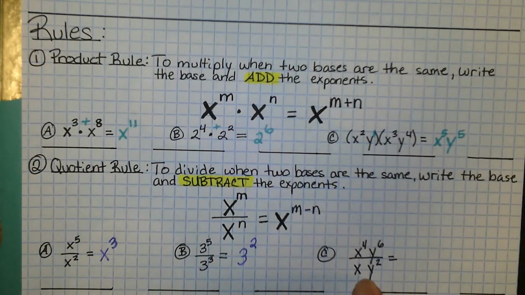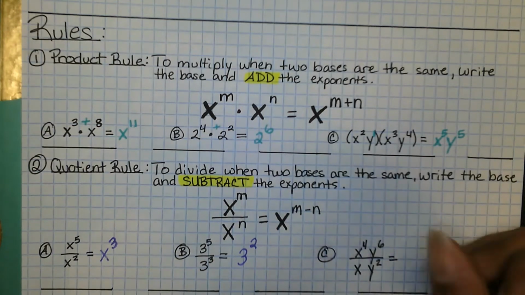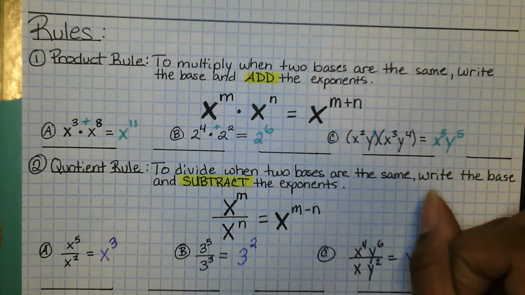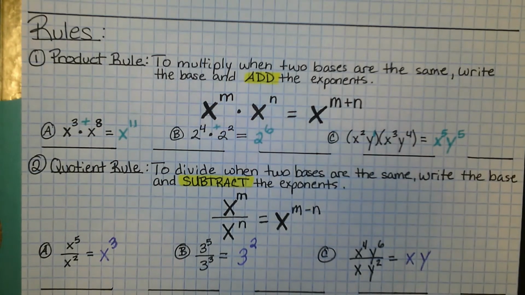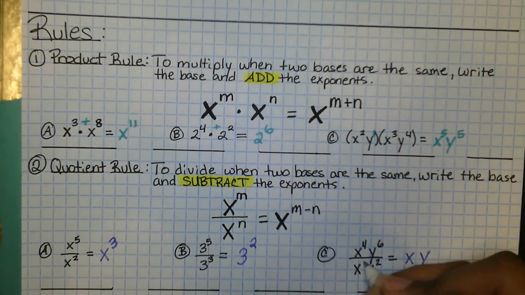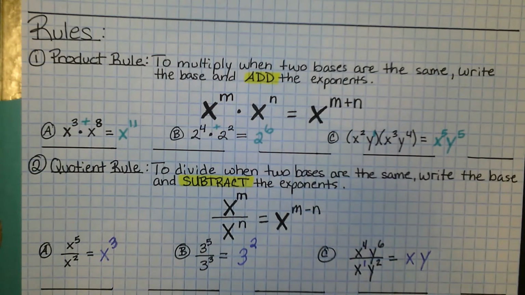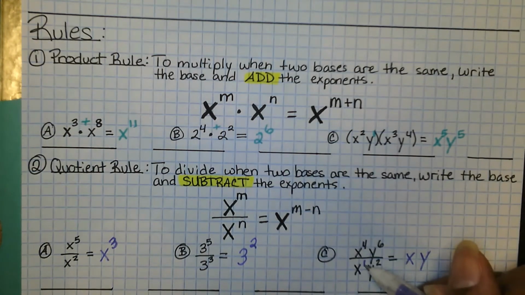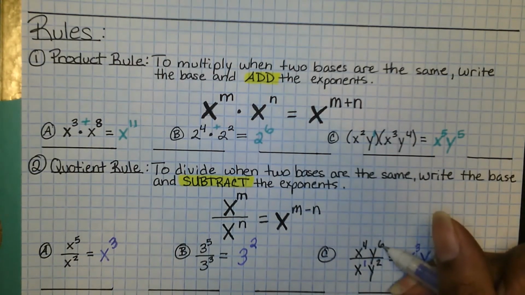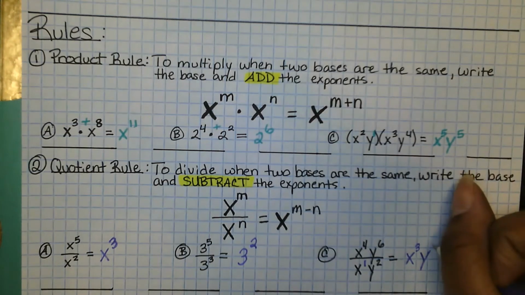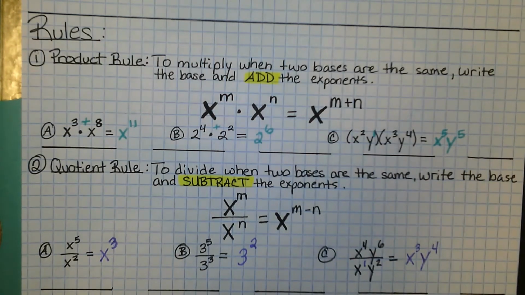For the third example, just like before, even though we have more than one variable, we're still going to keep both bases, x and y, and subtract their exponents. X with x, y with y. So 4 minus 1 leaves us with 3. 6 minus 2 leaves us with 4. So our answer for this one is x cubed, y to the 4th power.